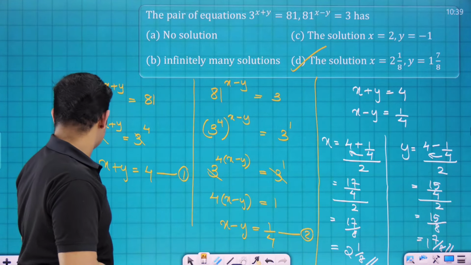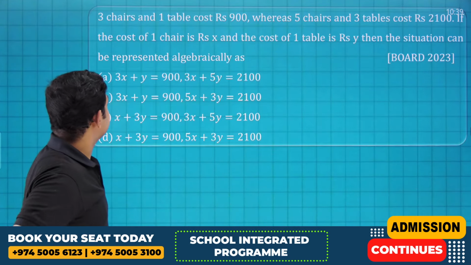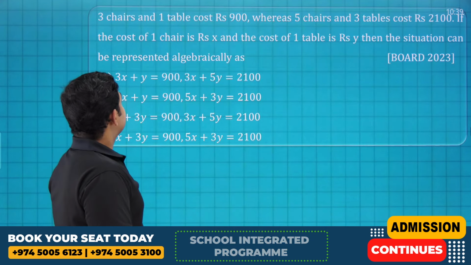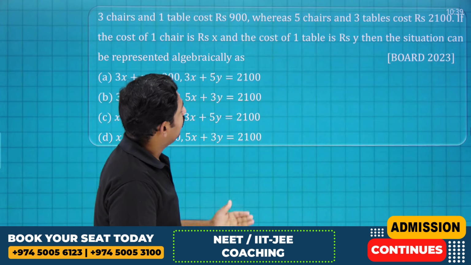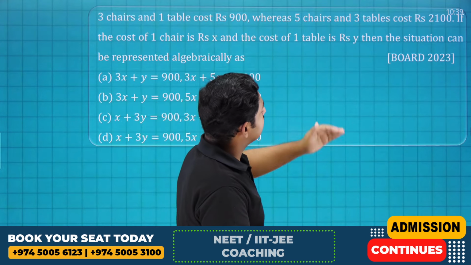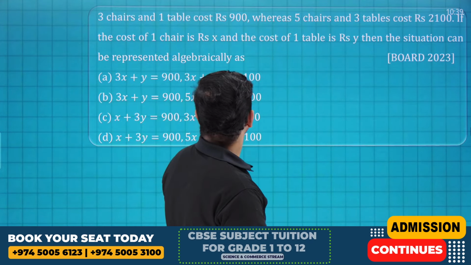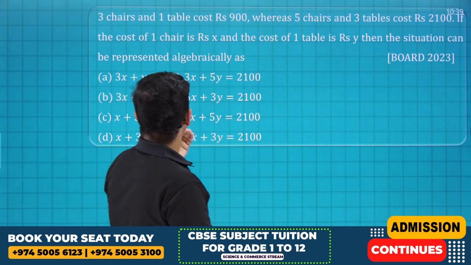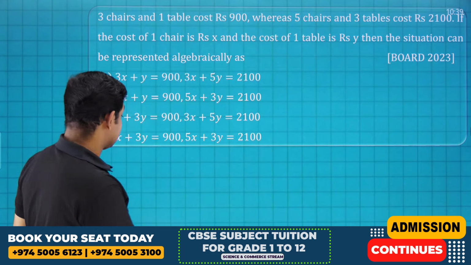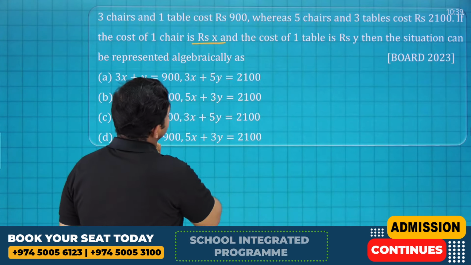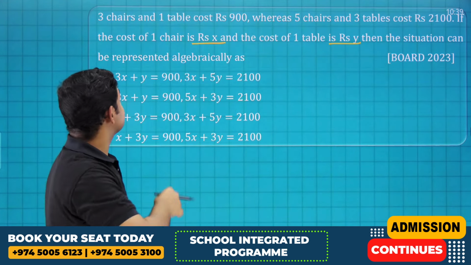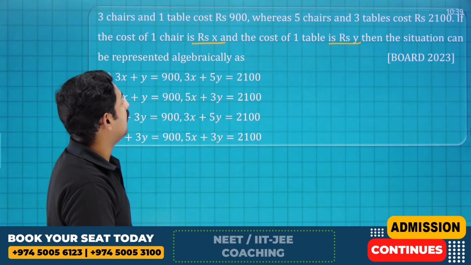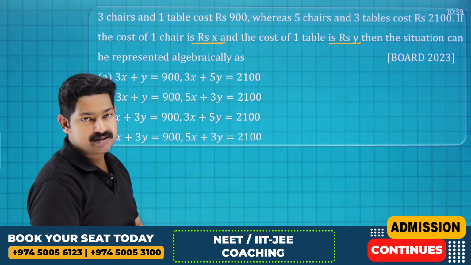Okay, so that's it. Now the next question. 3 chairs and 1 table cost rupees 900, whereas 5 chairs and 3 tables cost rupees 2100. If the cost of 1 chair is taken as rupees x and the cost of 1 table is taken as rupees y, then the situation can be represented algebraically as.